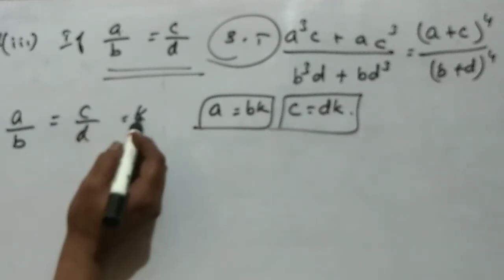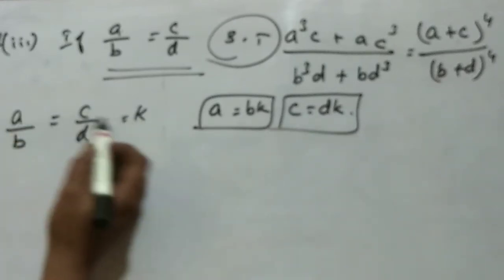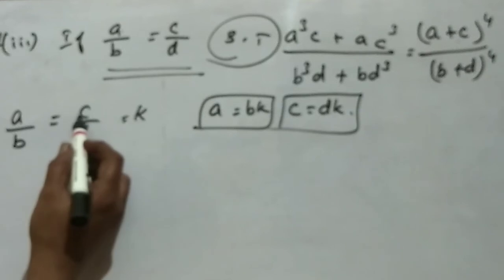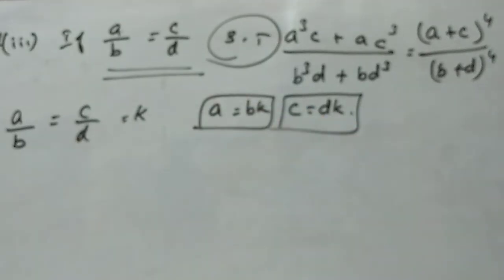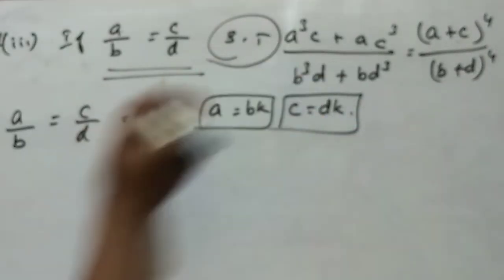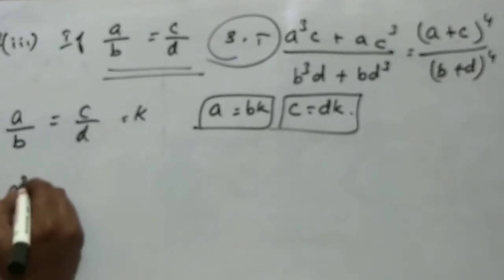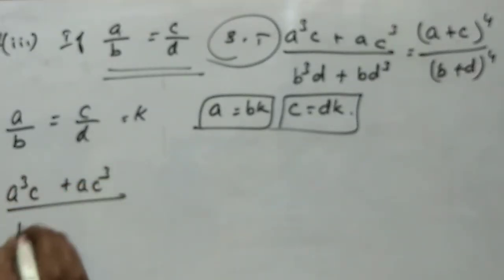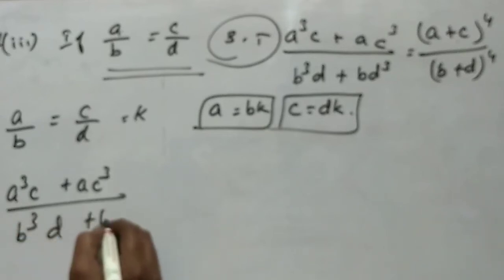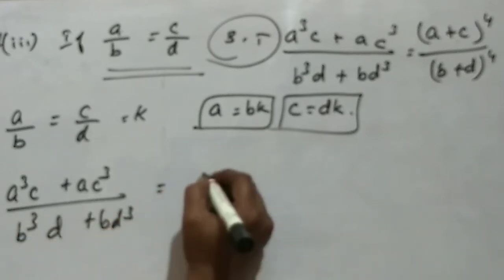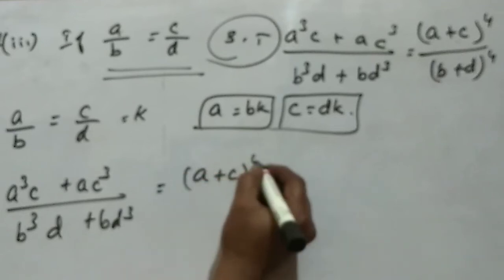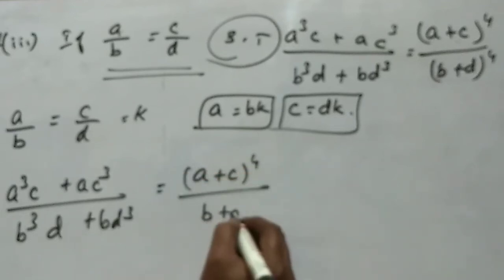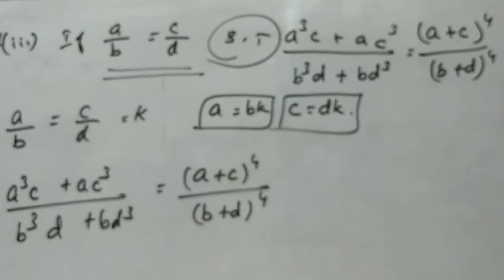a upon b is equal to k. Therefore, a is equal to bk. c upon d is equal to k. So, c is equal to dk. Okay. Now, write the question. (a cube c plus a c cube) upon (b cube d plus b d cube) is equal to (a plus c) power 4 upon (b plus d) power 4.